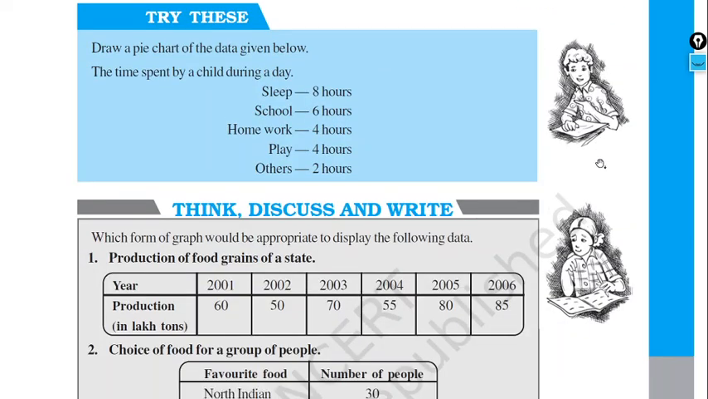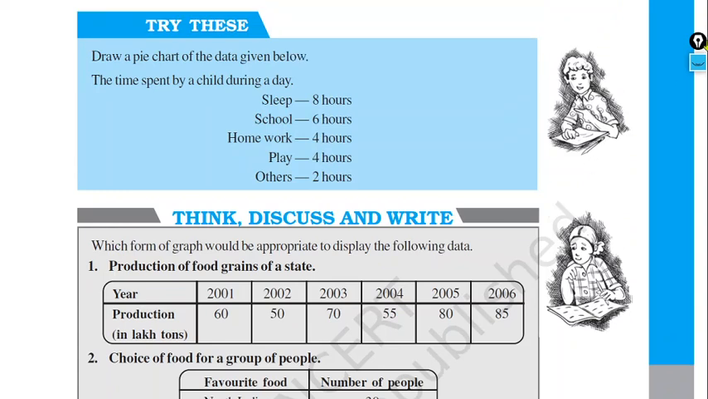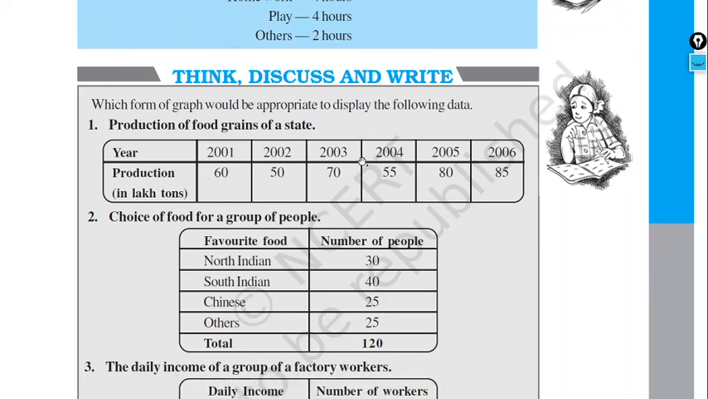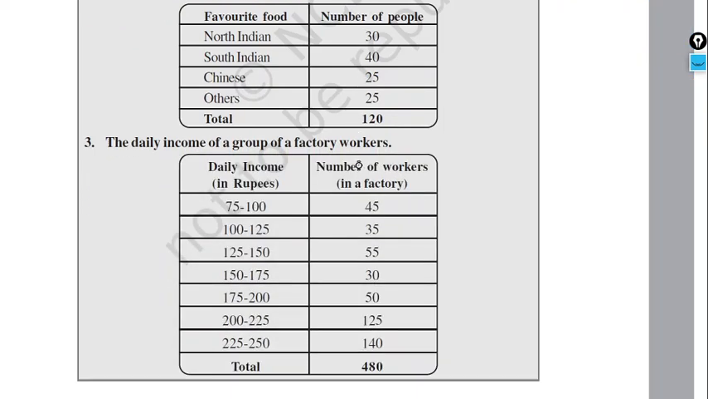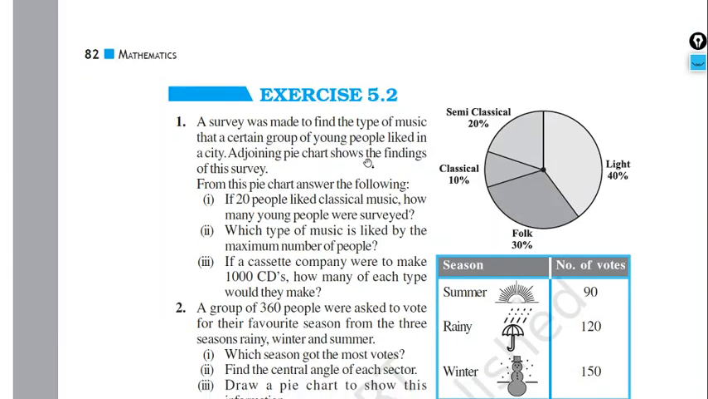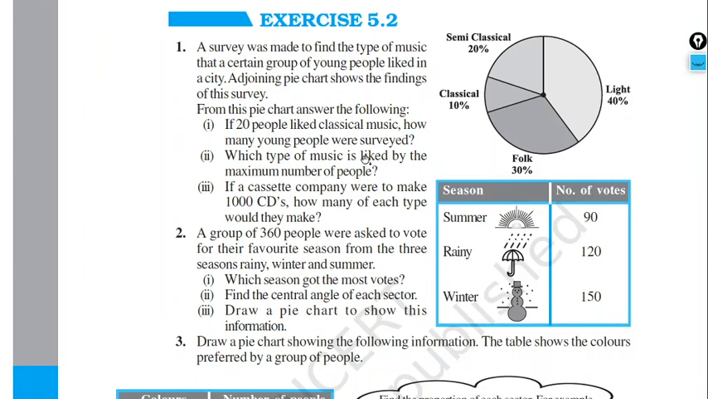Now try this for you. You try this at your home. Try this pie chart. Draw a pie chart for the data given below. So there is data about a school. This data was given earlier. So you have to make a pie chart for this. Then think and write. You try to do this and write at home. We will go to exercise 5.2 in the next class.